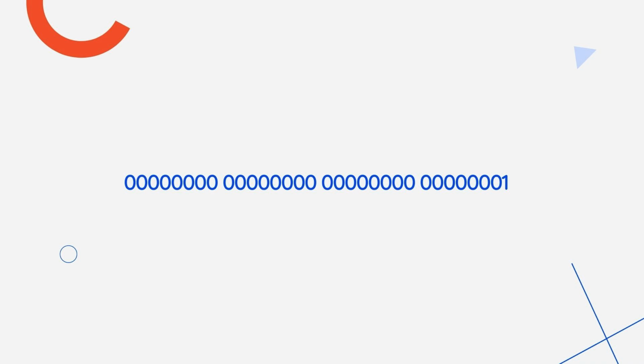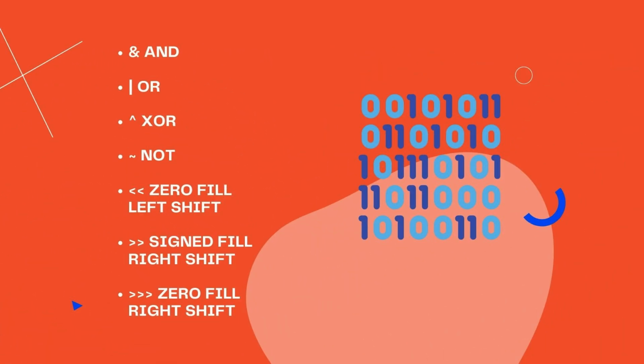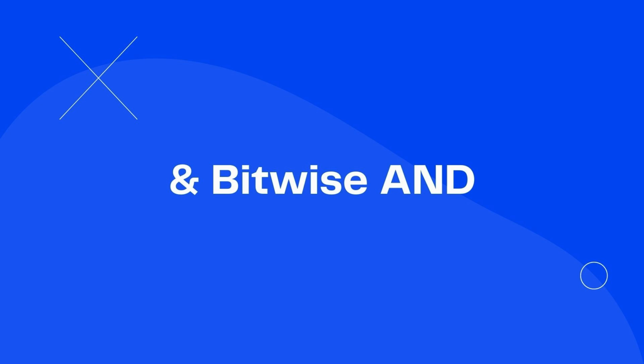When we use bitwise operations in JavaScript, it's worth understanding that the operations are not directly done on the 64-bit value. JavaScript converts the value to 32 bits to perform the operation, and then the value is converted back to the 64-bit representation. So now we have a foundational understanding, we can move on to looking at the bitwise operators in JavaScript. These are as follows: AND, OR, XOR, NOT, zero fill left shift, signed right shift, and zero fill right shift. Let's start by looking at the bitwise AND operator.